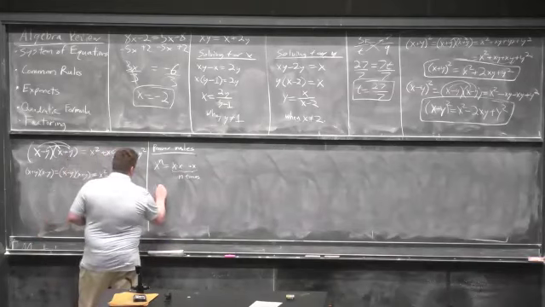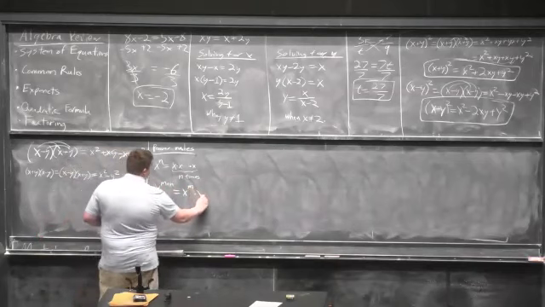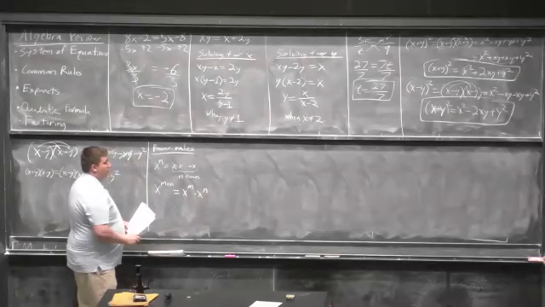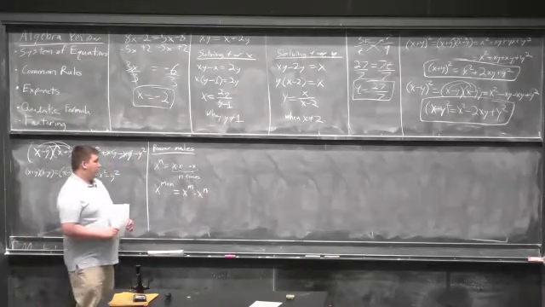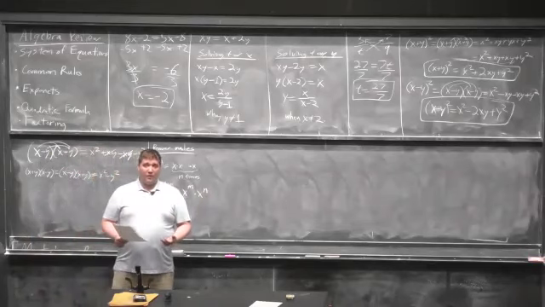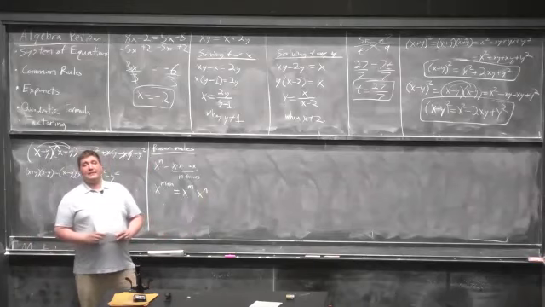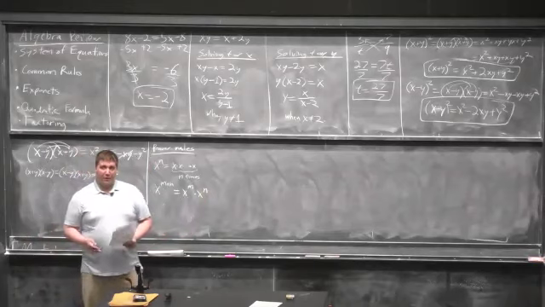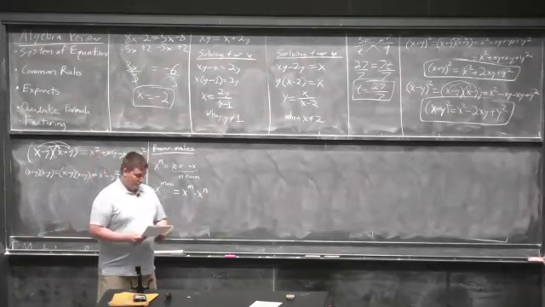We also have x to the m plus n is equal to x to the m times x to the n. So if I have like 2 to the 3rd power times 2 to the 2nd power, that's the same as 2 to the 5th power. I can just add the exponents together.